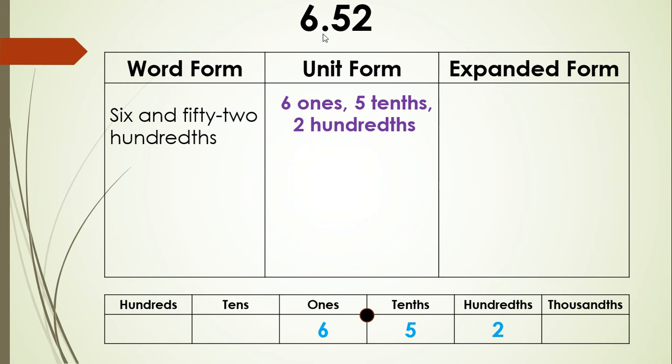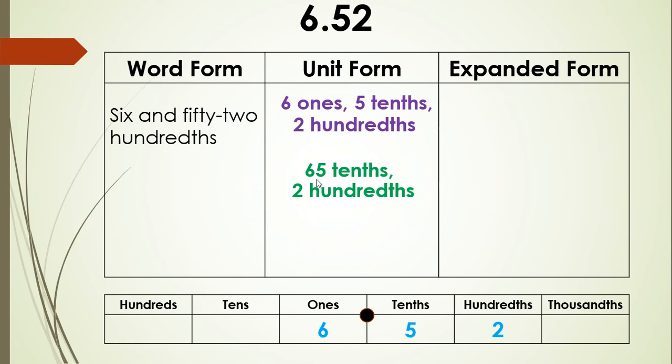Another way is to combine place values. We can combine the 6 ones and the 5 tenths to see that there are 65 tenths, since the 5 is in the tenths place. As a reminder, there were 6 ones, which is the same as 60 tenths. 60 tenths plus the 5 tenths we have here total 65 tenths, which is how we got the 65. The leftover digit is the 2 in the hundredths, so we'll put 2 hundredths. This is the second way we can rewrite 6 and 52 hundredths in unit form.